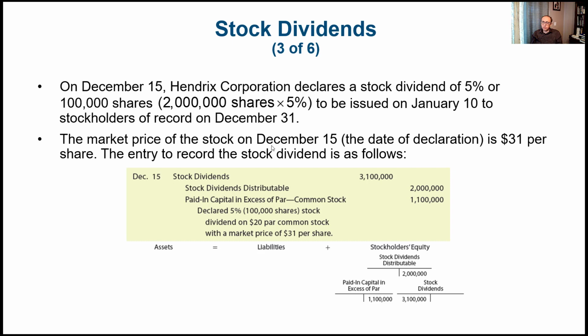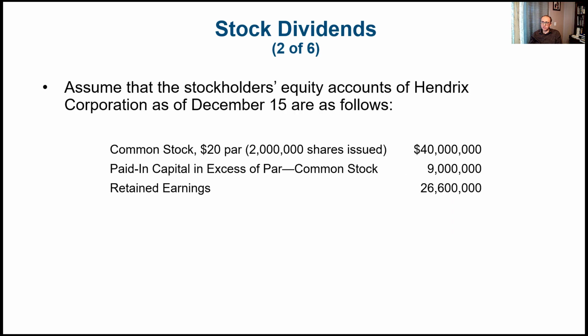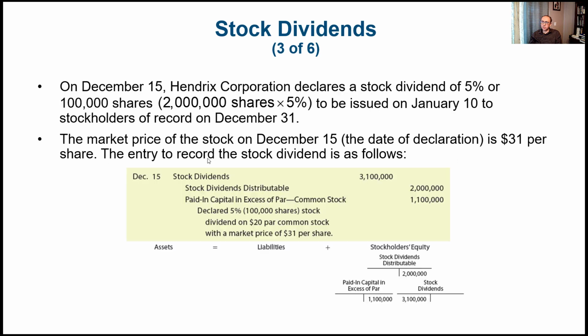So on December 15th, we're going to record the following journal entry. So we're going to start again with the credit side. That's always easy for me. So we're going to start with the stock dividends distributable here, which is similar to payable. But this is stock, so we're going to use stock dividends distributable. It's not cash. If it's cash, we say cash payable. And it's 2 million. How did we get the 2 million? It's the 100,000 shares multiplied by the par value, which is $20, as you can see in the previous slide. So we take the 2 million shares multiplied by 5%. That gave us 100,000. 100,000 multiplied by $20 is 2 million.